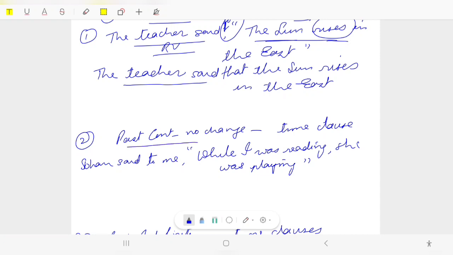Second thing, when we do not change tense: past continuous does not change when it is used in time clauses. Now I think you may know what a time clause is. Have a look at this. Sohan said to me, while I was reading, she was playing. While I was reading, this is a time clause, means at that time she was playing, at that time I was reading. So this is called time clause. So if past continuous is used in a time clause, then we do not change the past continuous. It will remain as it is. Have a look at this answer.